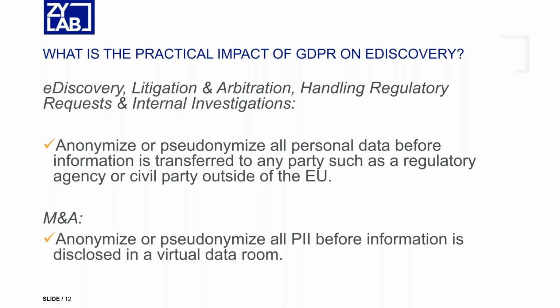So how does GDPR impact eDiscovery? Well, in a few different ways. We see a number of use cases when we're talking to our customers about our eDiscovery tools. They really break down into eDiscovery litigation, regulatory request responses, and internal investigations. In those cases, you want to anonymize or pseudonymize all the data before that information is transferred to any regulatory agency or party outside of the EU. So if you're providing data outside of the European Union with information regarding EU citizens, you're going to have to identify and either anonymize or pseudonymize the personal data. If you're dealing with M&A, mergers and acquisitions, for example, where you're sharing data in a virtual data room, again, all personal identifiable information really should be anonymized or pseudonymized before those contracts are disclosed in the VDR.